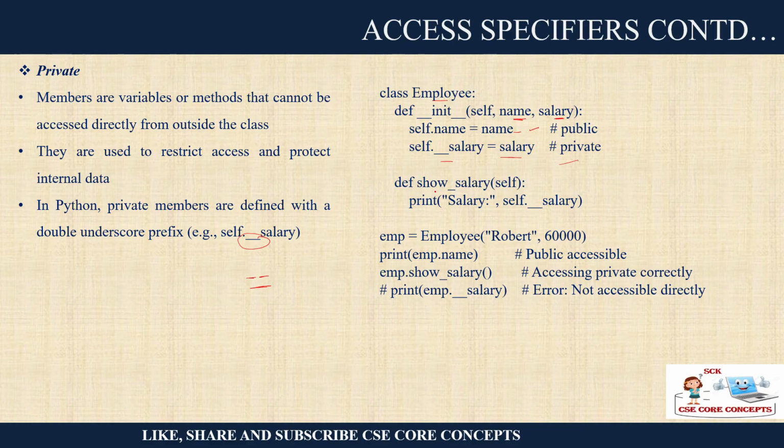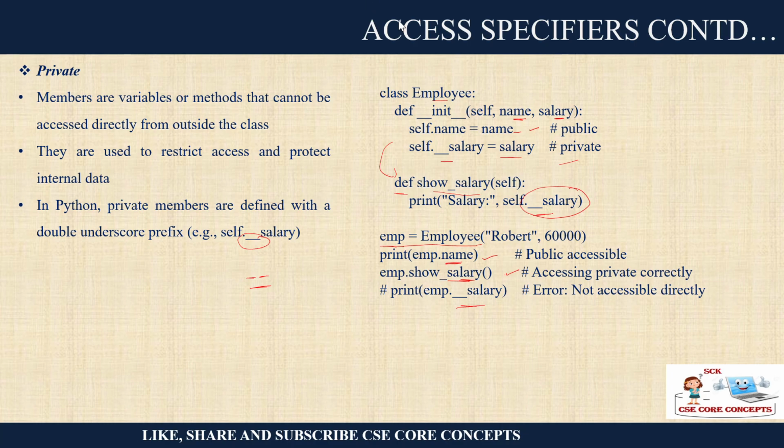Now if I am declaring a method called show_salary, this variable salary can be accessible only within this class. If I write this method outside the class, it won't be accessible. Now if I am declaring this employee as an instance, this is going to get printed. You can access the method because it is a public method, but you cannot access this variable because it is private.